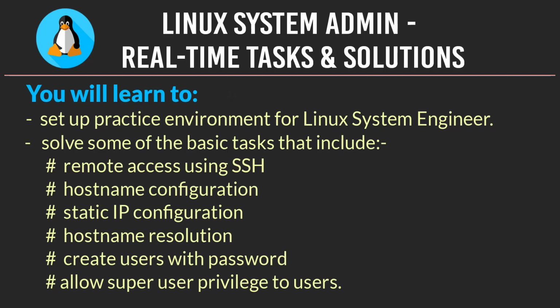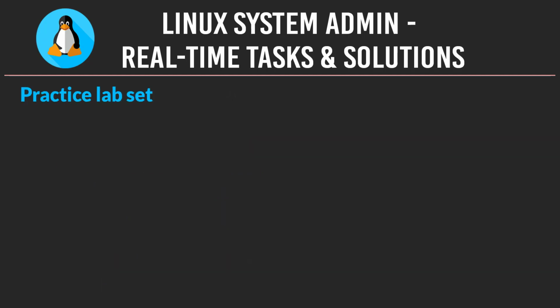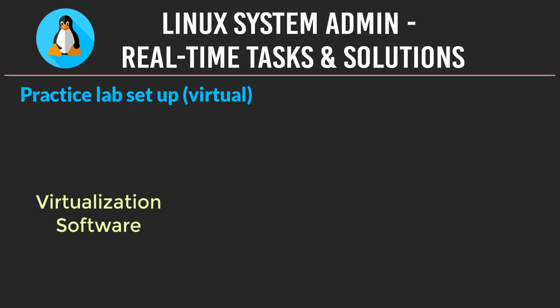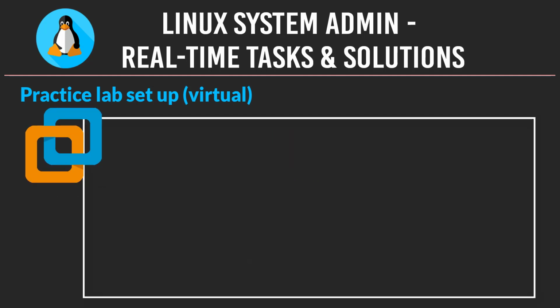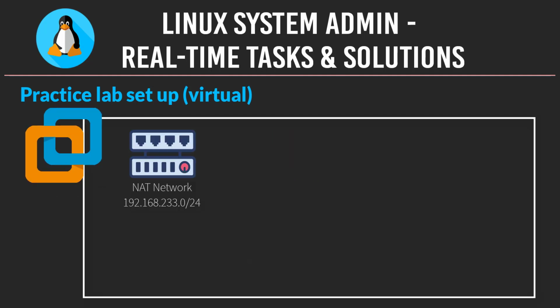Before actually beginning the setup and configuration, let's quickly understand how the practice environment will be. Since we are going to create the practice lab in a virtual environment, we will use one of the virtualization software, which is also known as a hypervisor. The hypervisor we are going to use is VMware Workstation. You can download and install VMware Workstation from the internet if you don't already have it installed on your PC. Then you are required to create your custom NAT network, or you can simply use the default NAT network.